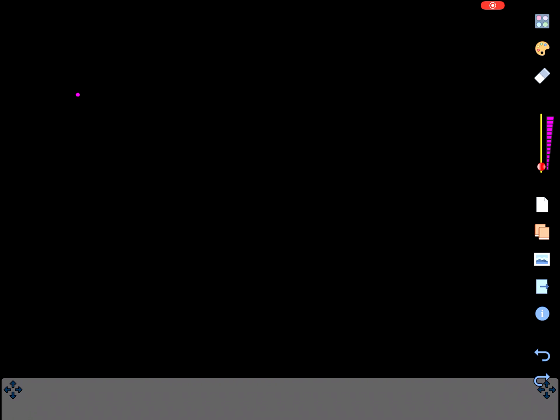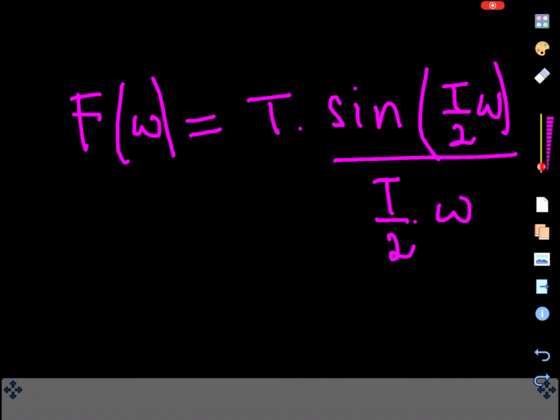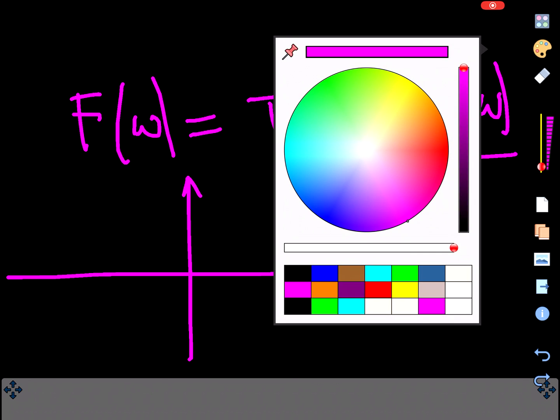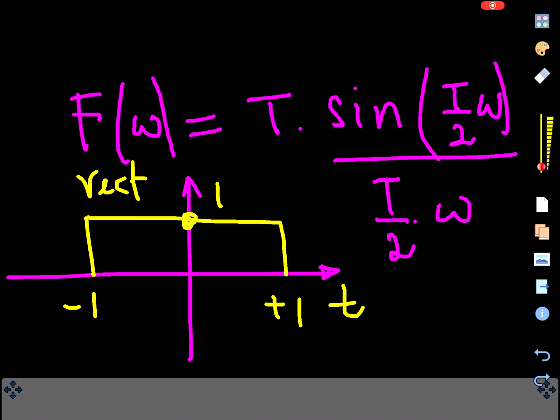So this gives the Fourier transform F(omega) equal to T sine of T over 2 omega divided by T over 2 omega. And this will be the final answer of the Fourier transform of the rect function, which exists from minus 1 to 1. So this is the function in t, and this is the rect function.